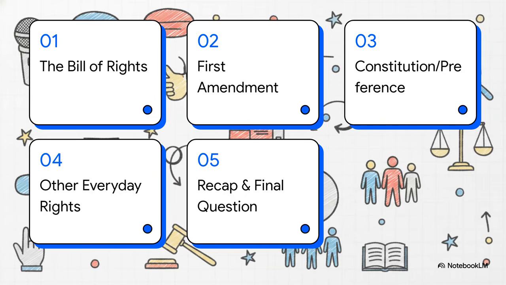Okay, let's take a quick look at our roadmap. We'll start with Section 1, the Bill of Rights. Section 2, applying the First Amendment. Section 3, Constitution or personal preference. Section 4, other everyday rights. And finish up with Section 5, recap and final question.